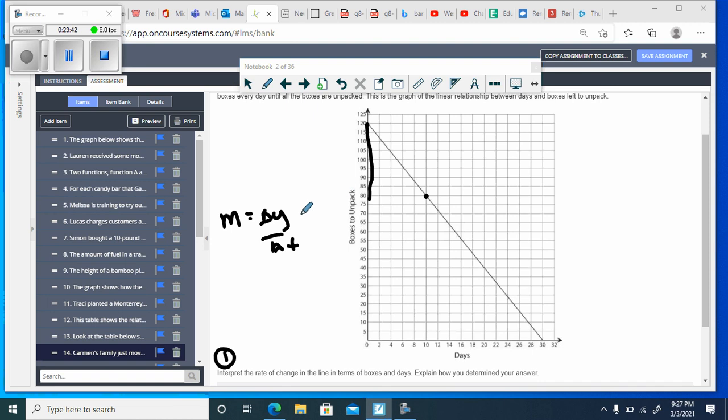So that would be 120 minus 80 over, and now we're going over. See, these are in 2s. Check your scales: 2, 4, 6, 8, 10. 120 minus 80 is 40 over 10. 40 divided by 10, so that's 4 boxes per day, okay? Because y over x, this is boxes per day.